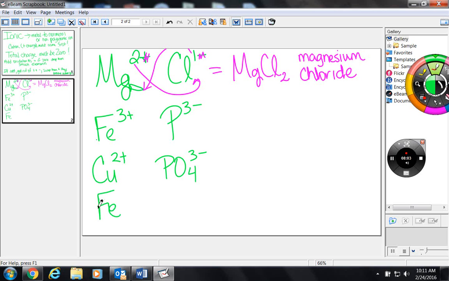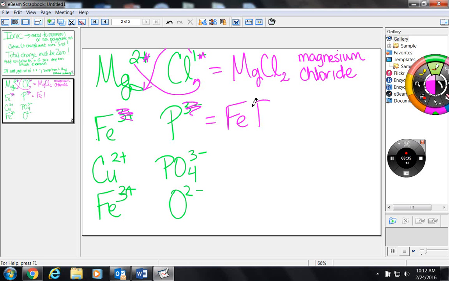They add up to 0, right? Yeah, they add up to 0. So I get rid of everything at the top. I get rid of the 3. I get rid of the plus. I get rid of the 3. I get rid of the minus. It's just FeP.